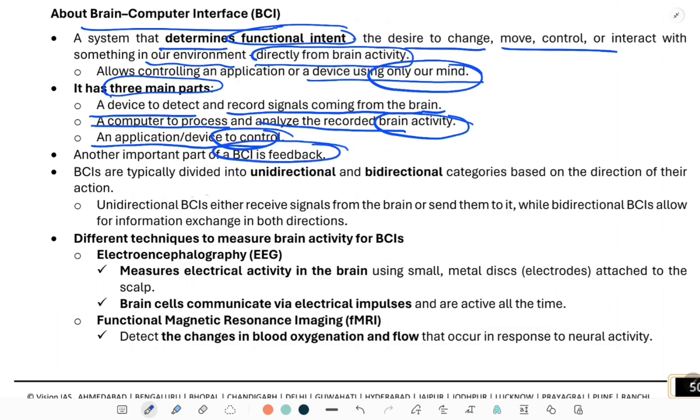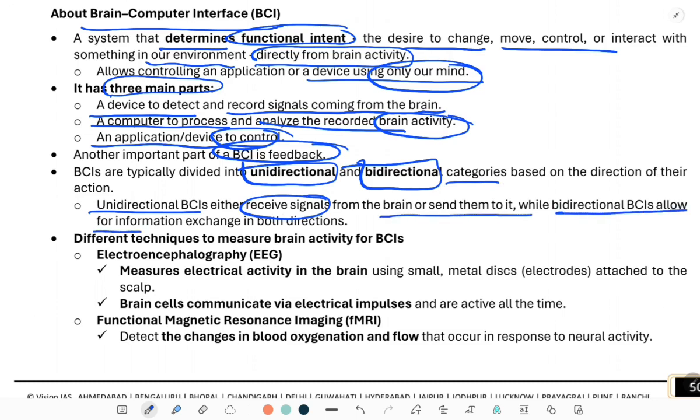These BCIs are typically divided into unidirectional and bidirectional categories based on the direction of their action. Unidirectional BCI either receives a signal from the brain or sends them to it, while bidirectional BCI allows for information exchange in both directions. Different techniques to measure the brain activity for BCIs.